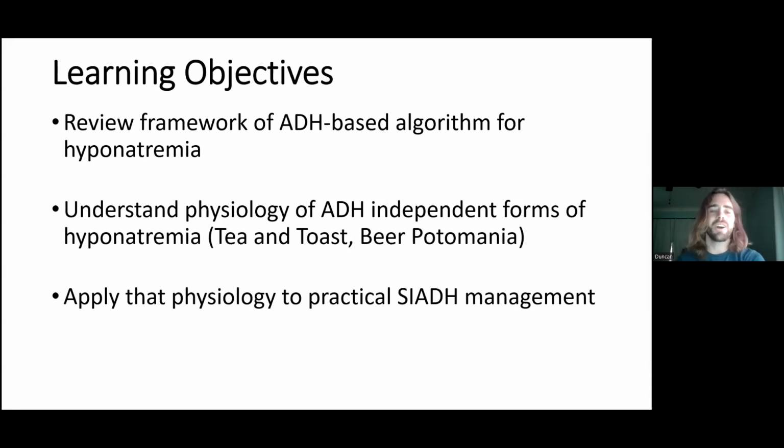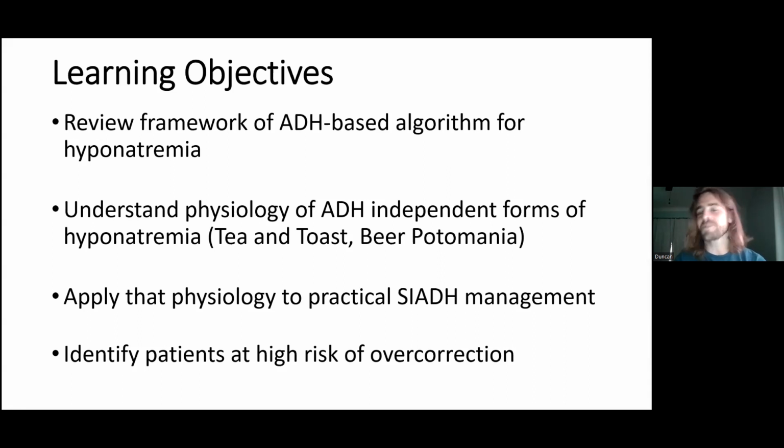We're going to apply all that physiology to practical SIADH management, because again, this is something you'll see all the time in the hospital, and hopefully this will be useful. And then we'll spend a little bit of time identifying and highlighting the patients who are at very high risk for overcorrection. We can talk about strategies to mitigate that. So that'll be the plan.